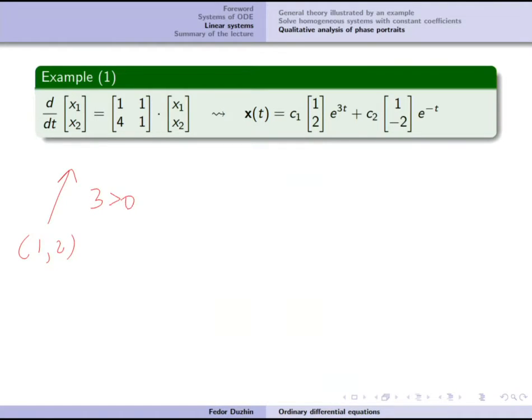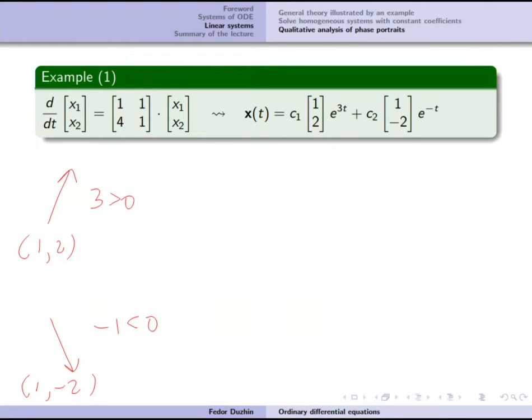That is important. The second eigenvector is 1 and minus 2. It looks like this. And the corresponding eigenvalue is minus 1, and it is negative.